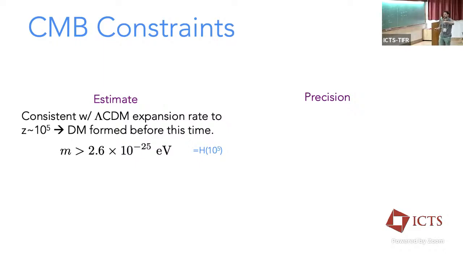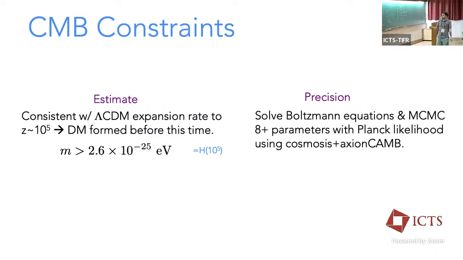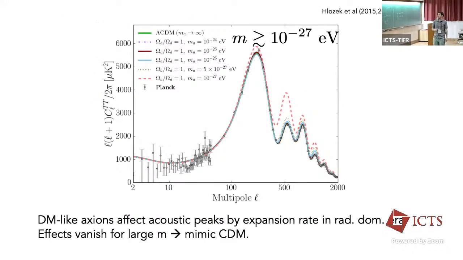H of redshift 10 to the 5, mass greater than 2 times 10 to the minus 25 eV. To do this in a precision way, you have to solve the Boltzmann equations for that perturbed scalar field coupled to everything else in the universe. You do a Markov chain Monte Carlo with 6 standard parameters plus 2 more parameters, one for the mass of this particle and one for its energy density. And you can do that using a code called Cosmosis, which handles the likelihood of the CMB in the Markov chain Monte Carlo, and a code called AxionCAMB that solves the Boltzmann equation for you. And this is what results from such an analysis look like.